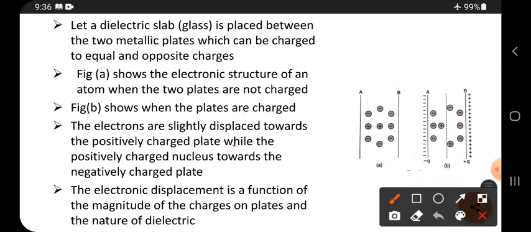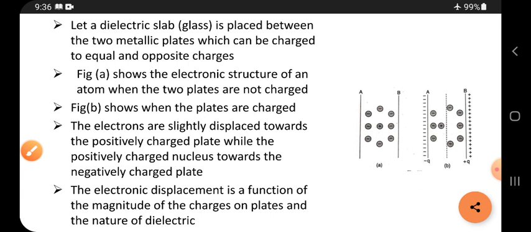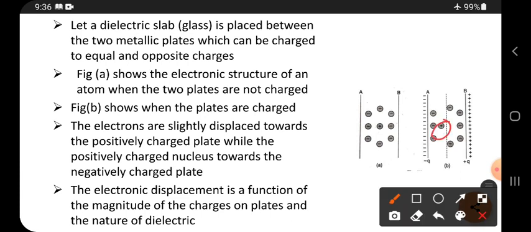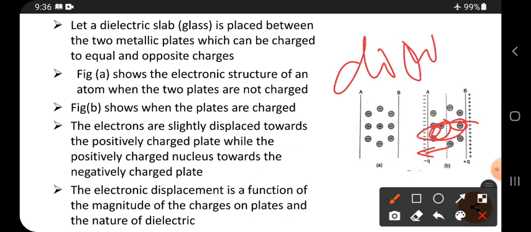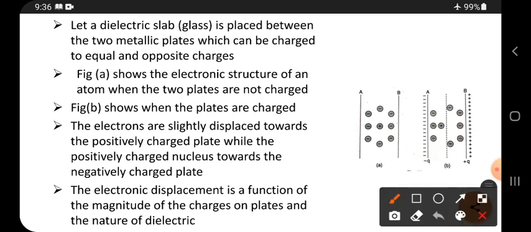While the positively charged nucleus is displaced towards the negatively charged plate. So it is the nucleus, and see it is attracted this side. Here the nucleus is present, so it is displaced this side. So like this, when two opposite charges are separated by a certain distance, then we call that a dipole. Okay, dipole.